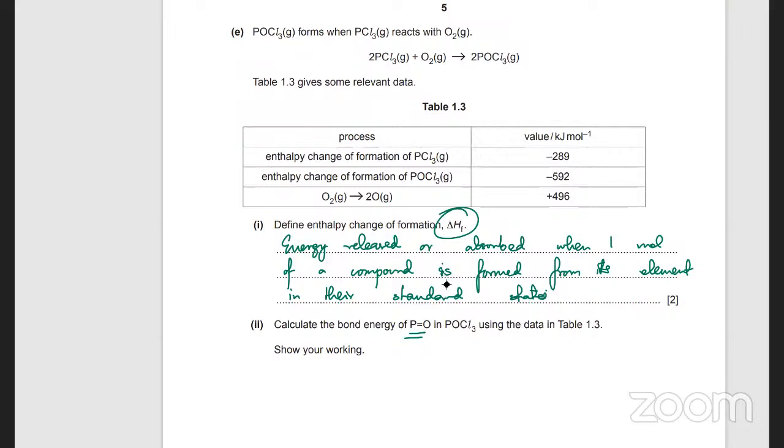I'm looking at the first reaction, okay? So all this information is related to that. 2 times minus 289. Let me draw the whole molecule. That's 2 times PCl3, right? And then there's O double bond O, right? And it's forming POCl3, right? POCl3 has a double bond, and that's also two molecules, right?